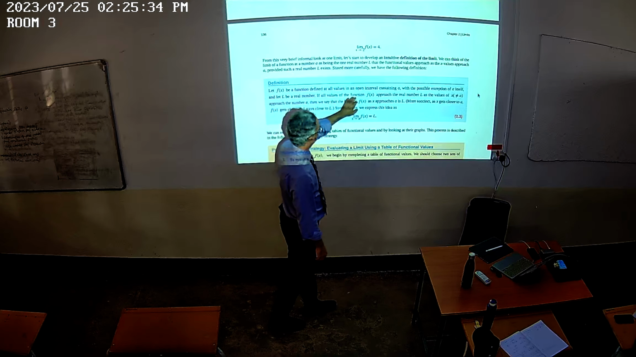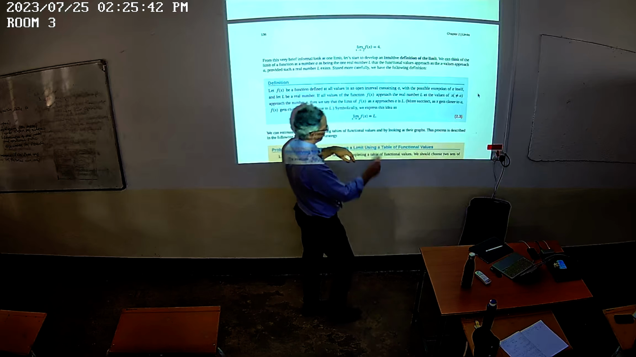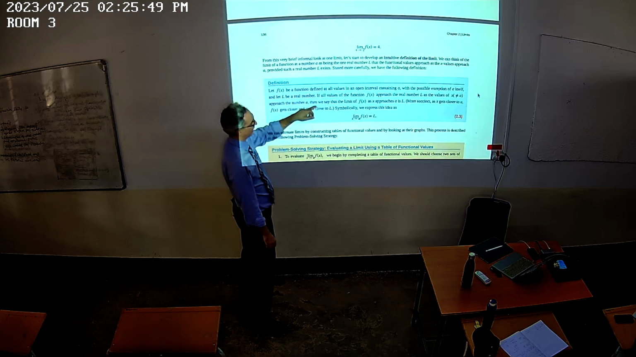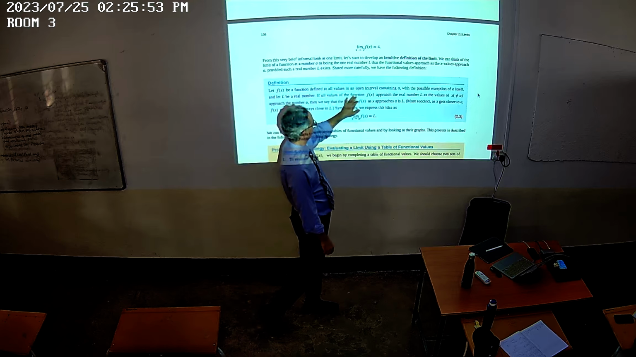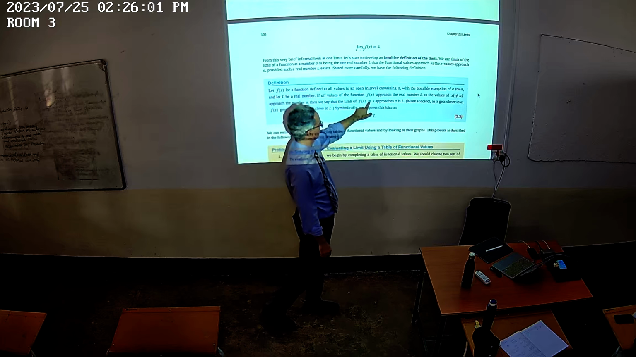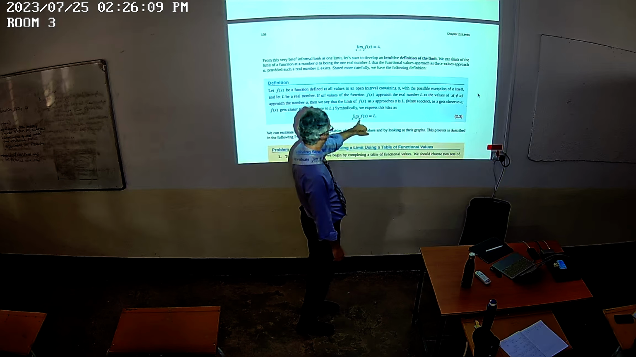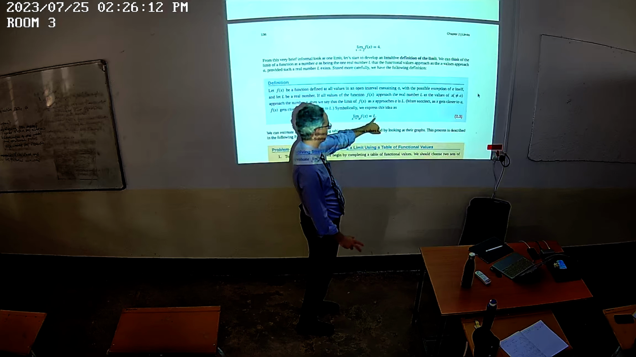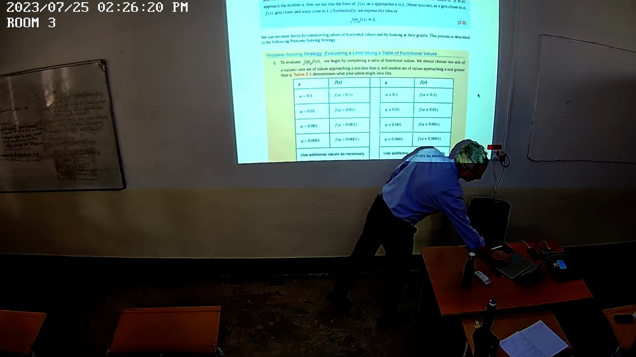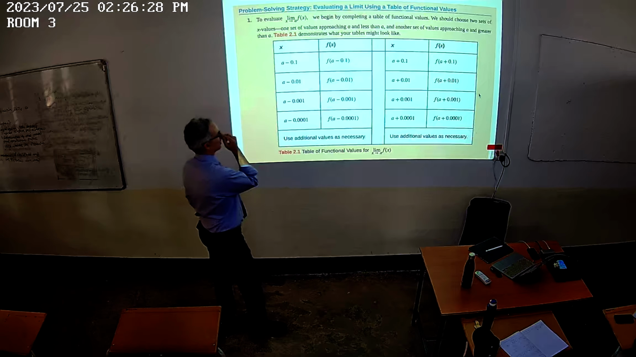If all values of the function f of x approach the real number L, as the values of x, where x is not a, approach the number a, so as x gets close to a, if all the values of f of x approach some number we call L, then we say that the limit of f of x as x approaches a is L. So, one obvious way to estimate limits is to construct a table.